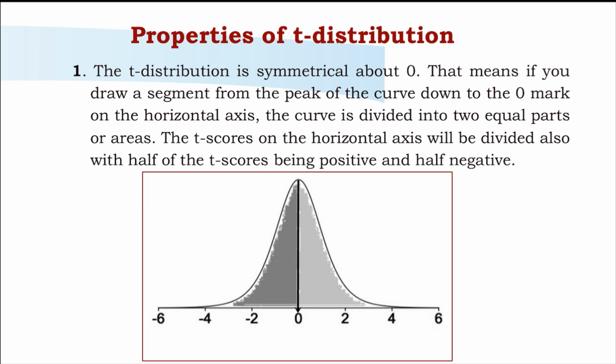Now, let's talk about properties of the t distribution. Number 1, the t distribution is symmetrical about 0. That means, if you draw a segment from the peak of the curve down to the 0 mark on the horizontal axis, the curve is divided into 2 equal parts or areas. The t-scores on the horizontal axis will be divided also with half of the t-scores being positive and half negative.